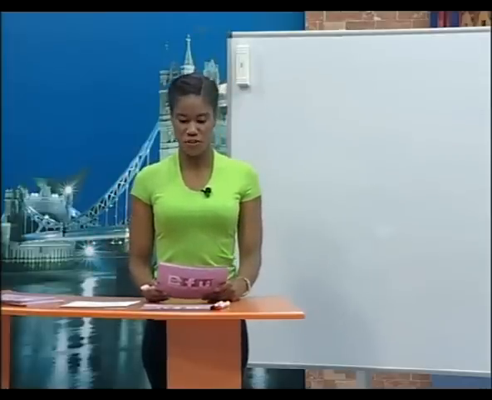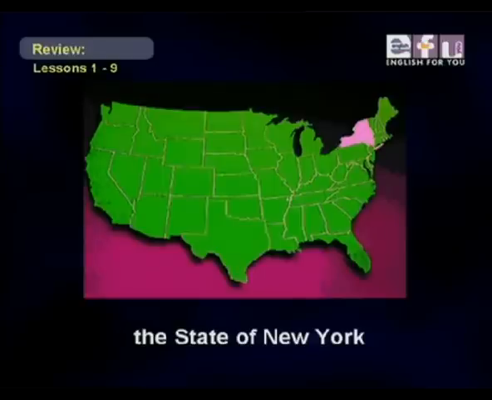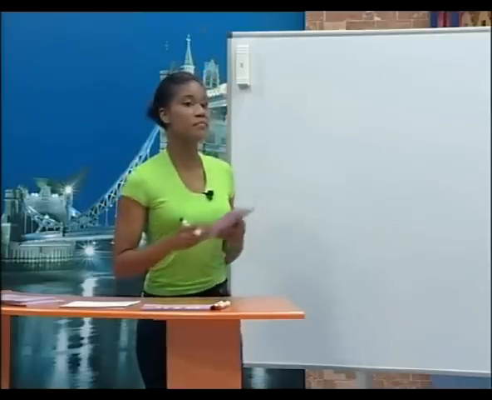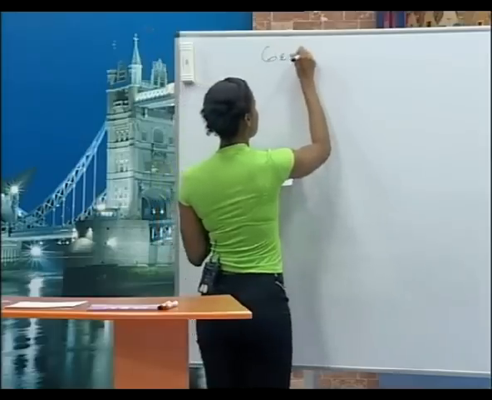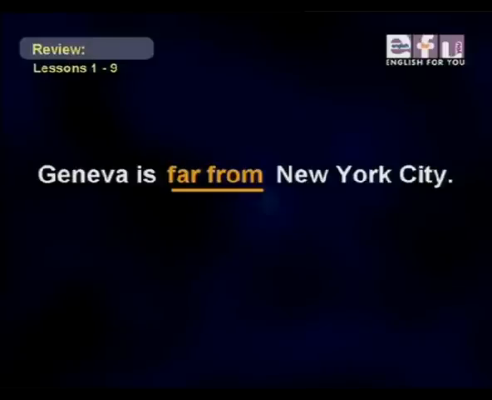Good. Now, let's look at two pictures. The first one is a picture of the state of New York. Let's use prepositions of place to fill in the blanks. All right, Linda. First one is for you. Geneva is blank New York City. That's easy. Geneva is far from New York City. Okay.